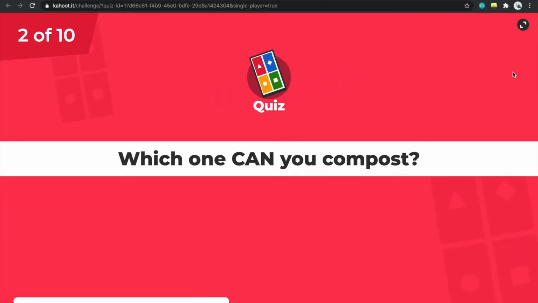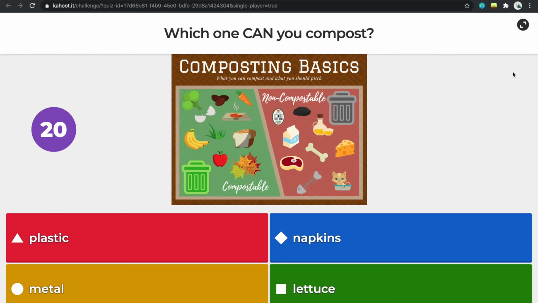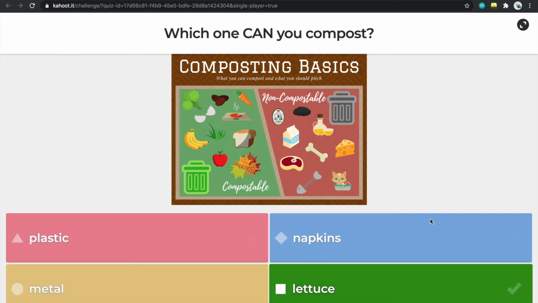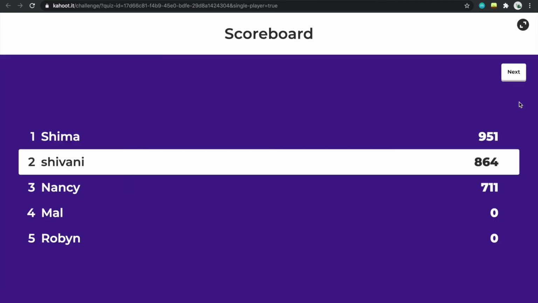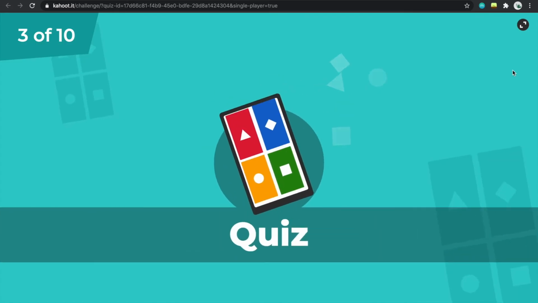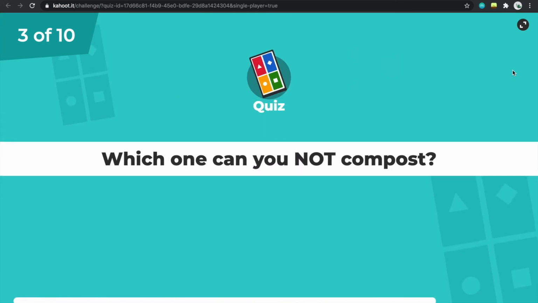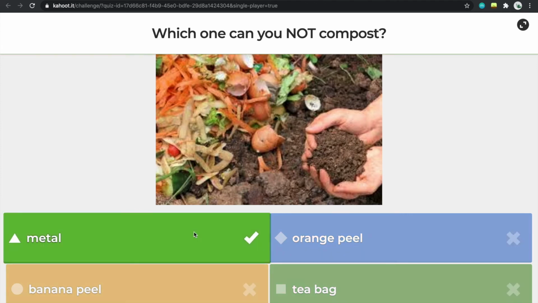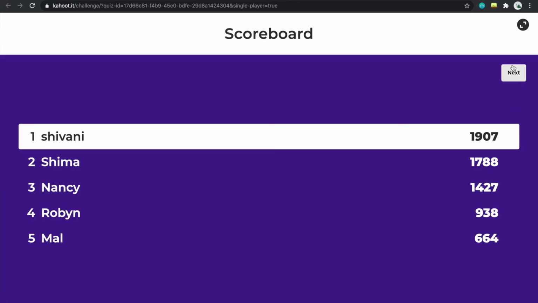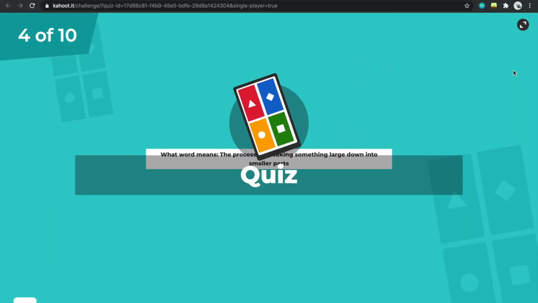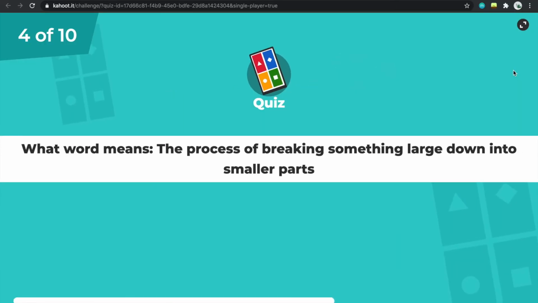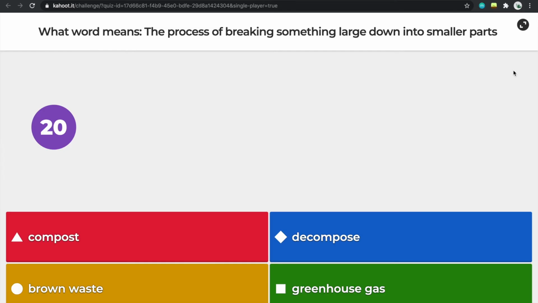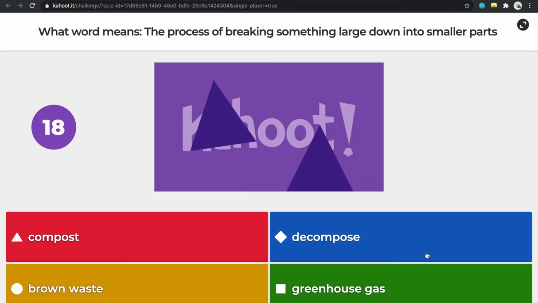Question 2, which one can you compost? The answer to this is lettuce. Question 3, which one can you not compost? The options are metal, orange peel, banana peel, and tea bag. And the answer to this is metal. The fourth question is, what word means the process of breaking something large down into smaller parts? Compost, decompose, brown waste, or greenhouse gas? The answer to this is decompose.